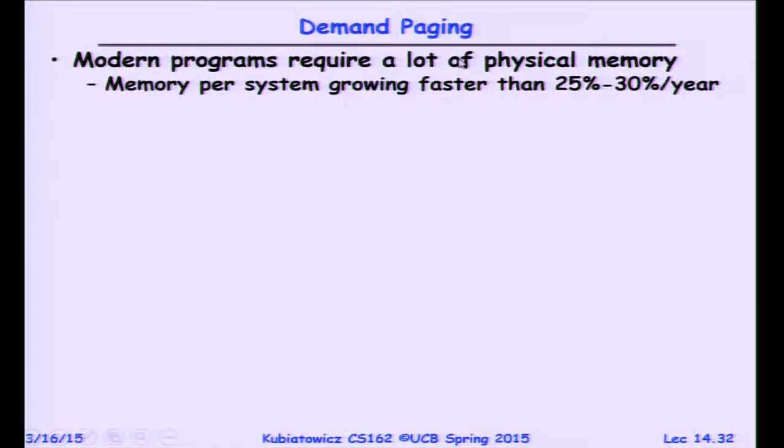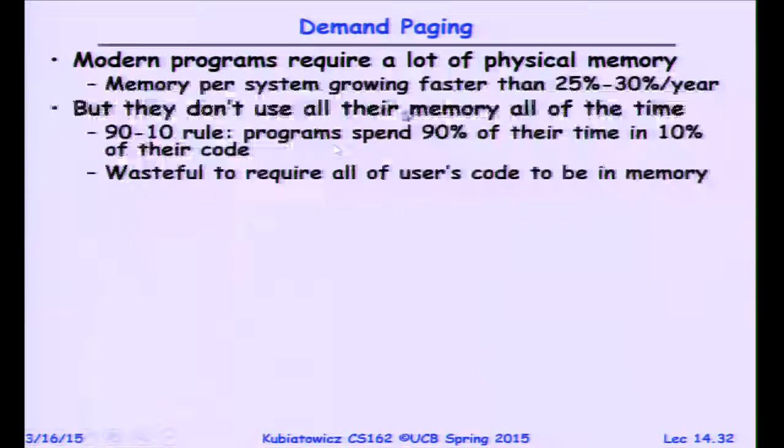Okay. Now, let's talk specifically about demand paging. Modern programs require a huge amount of memory. It's interesting that the memory per system is growing faster than 30% per year or so. And so one thing we could do to have more processes than would actually fit into memory is to page out the pieces that aren't in use. This is sort of a 90-10 rule: programs spend 90% of their time with 10% of their code or 10% of their data.